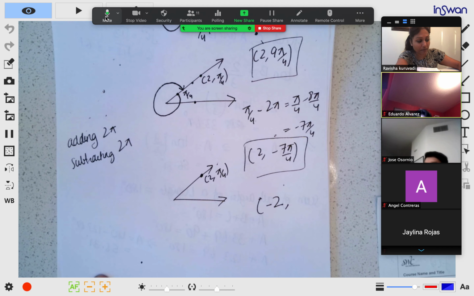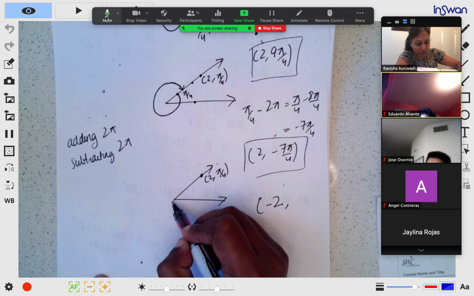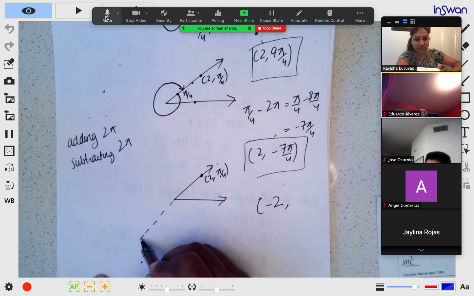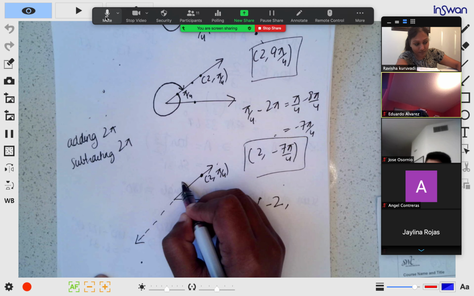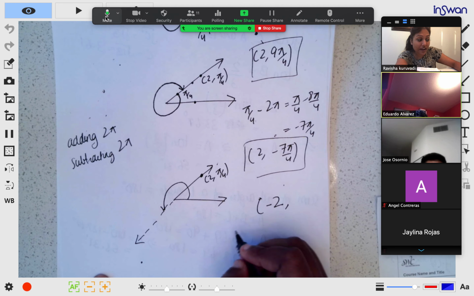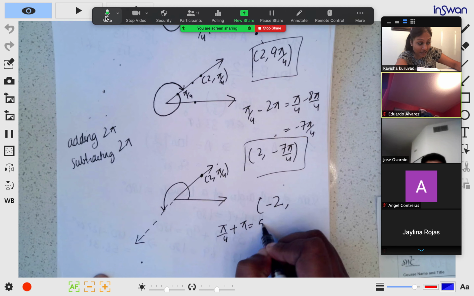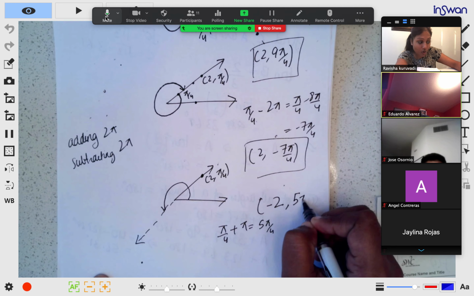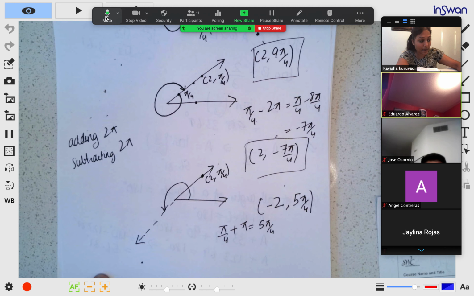How will this become negative? If I go in the other direction, right? And how much is this whole angle? Pi. So yes, you add pi to the original angle. That's going to be 5 pi over 4. Exactly. So negative 2, 5 pi by 4 will also give me the same original point.